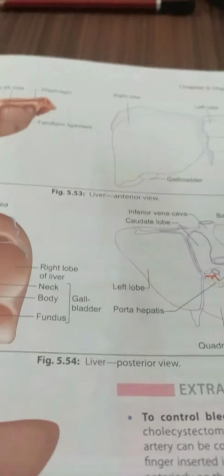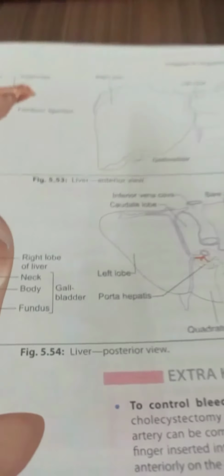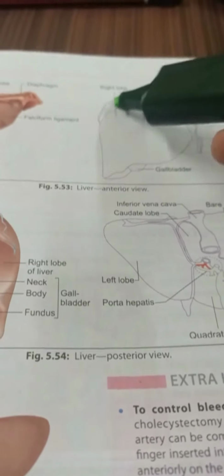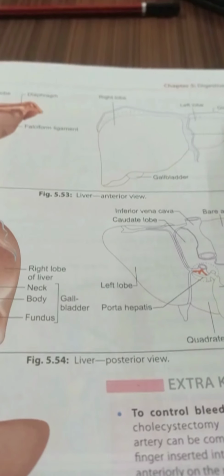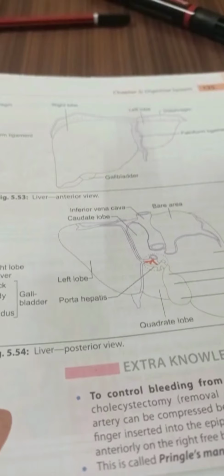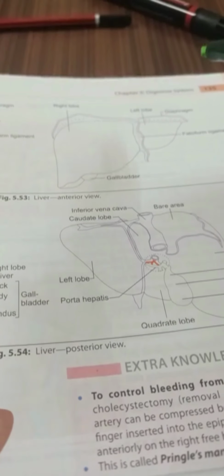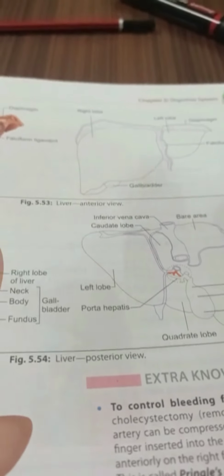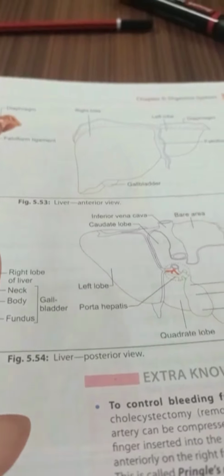So how many ligaments do we have? We have four ligaments: the falciform ligament, the coronary ligament, the left triangular ligament, and the lesser omentum, which is connected with the lesser curvature of the stomach. So we have the four peritoneal folds of the liver.